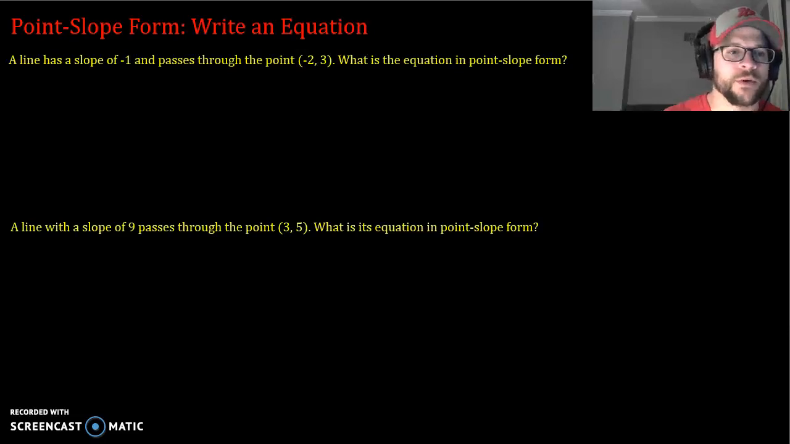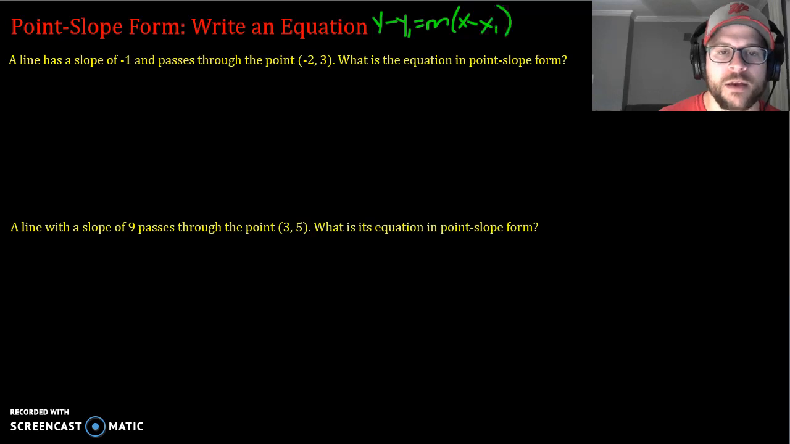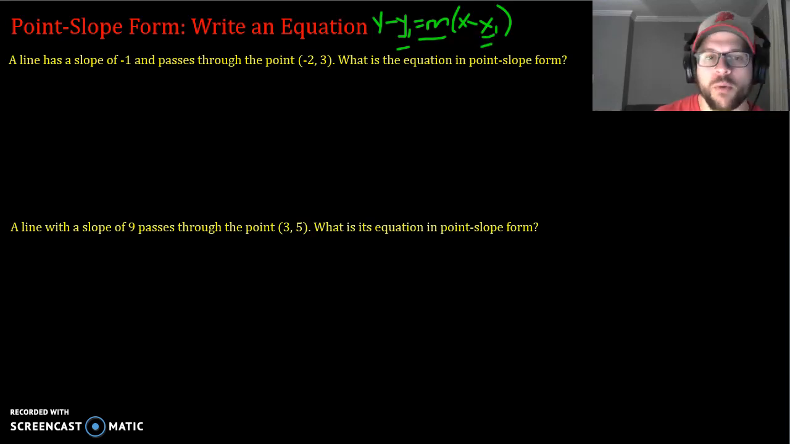Alright, in this tutorial we're going to go over how to write an equation in point-slope form when given some important information about that equation. So just as an extra reminder, your point-slope formula is y minus y1 equals m times x minus x1, where your m represents your slope, and then your y1 and your x1 represent your respective coordinates for any point that is along that linear function.